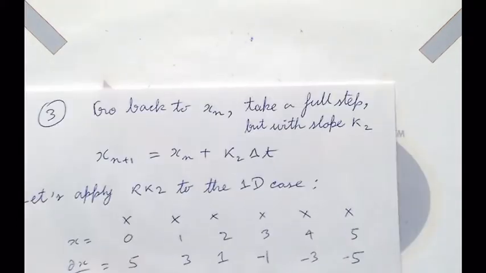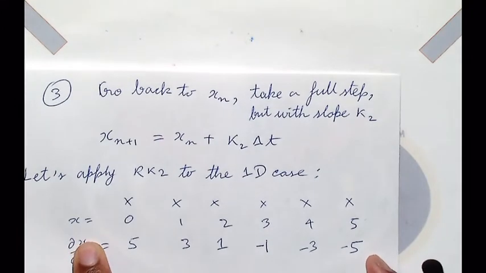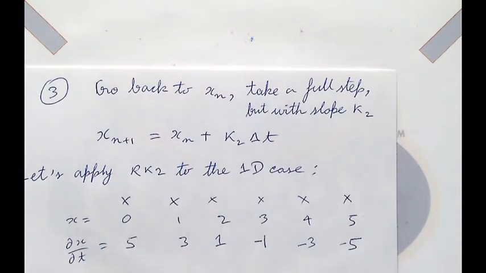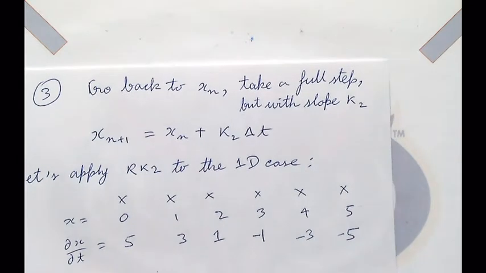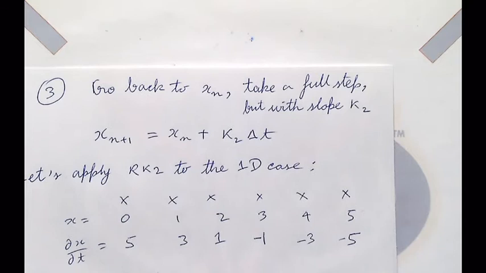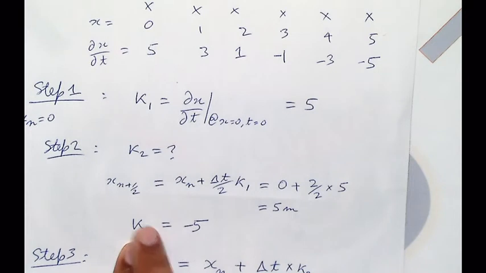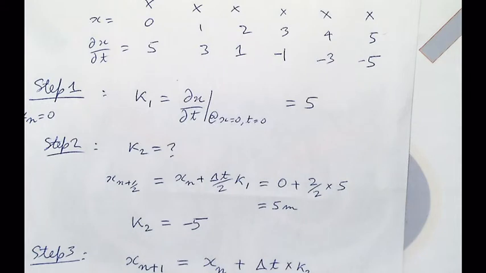For real data, your velocity might also be changing in time. But here, the data I gave you says at these spatial points, the velocity is fixed, no matter if you look at it at 1 second or 3 seconds. So it's like water flowing at these very fixed velocities. So in this case, our K2 at xn plus half and t plus half comes out to be -5. Does that make sense? All right, perfect.